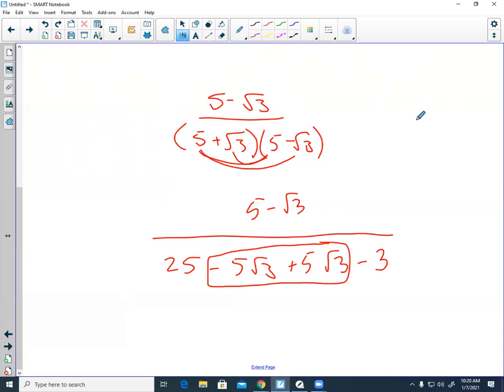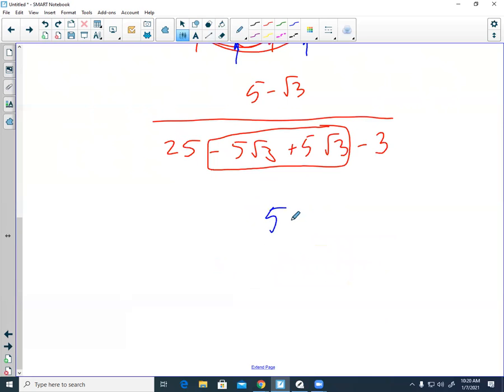In the future, when you do conjugates, you only need to multiply this one times this one, and this one times this one. You don't need to do all of the formulaing in this because they're a difference of squares problem. They actually will cancel every time. That's the point. Because now if you look at it, this turns into 5 minus the square root of 3 all over 25 minus 3, which is 20.